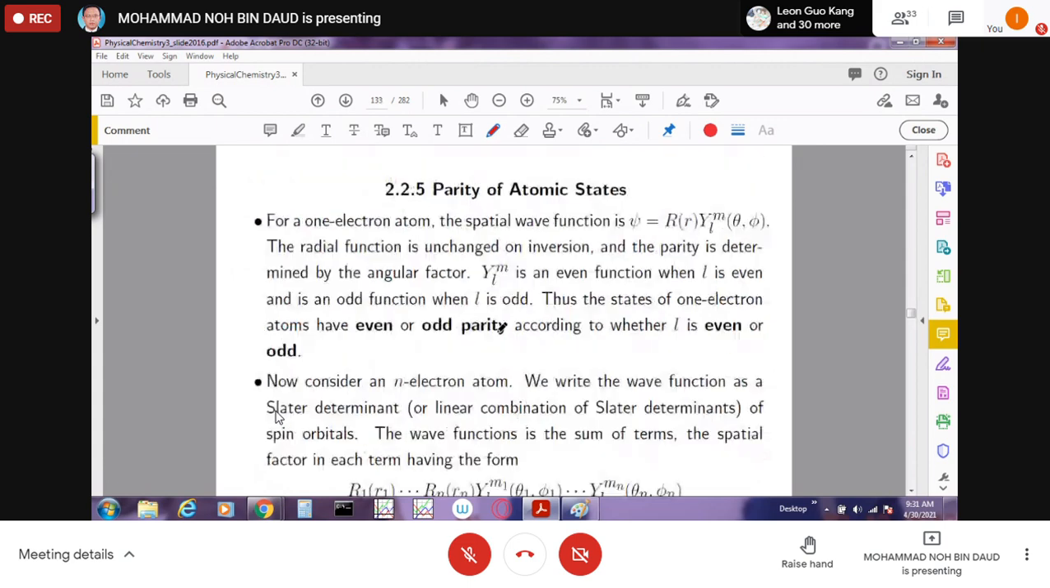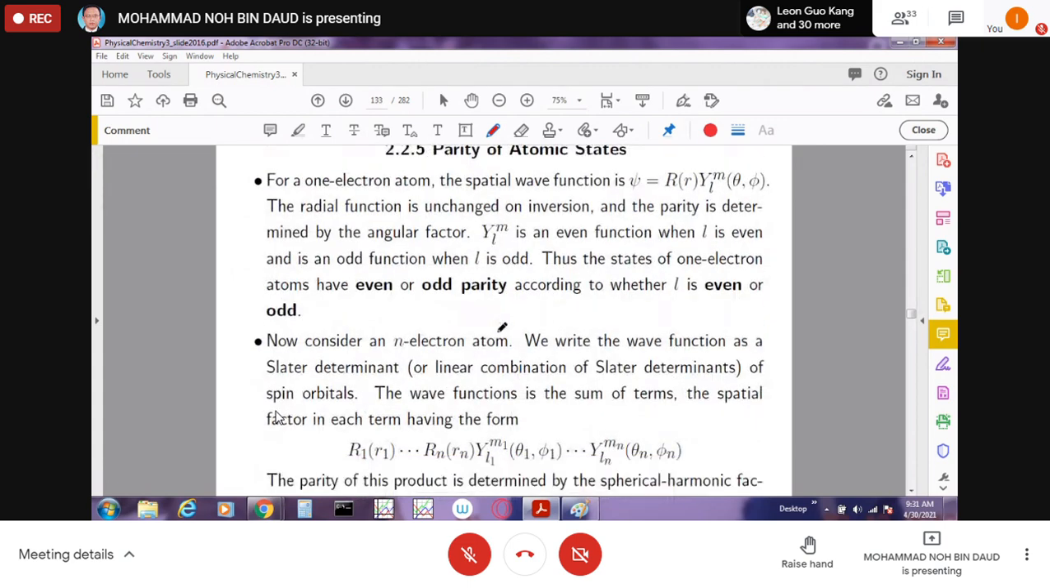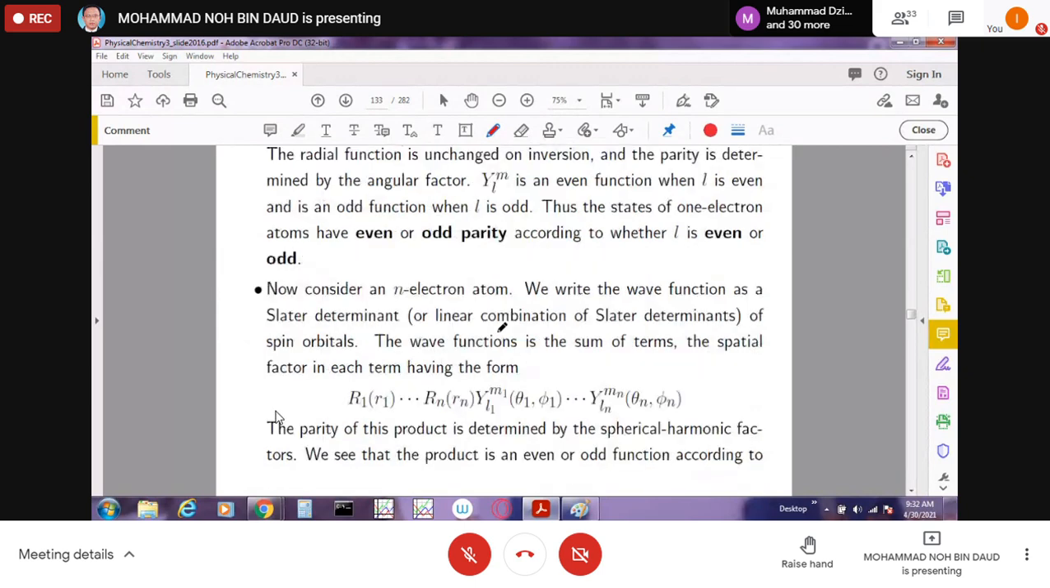Now, parity, you can skip this one. You should learn this invisible one, the parity. Even and odd parity.